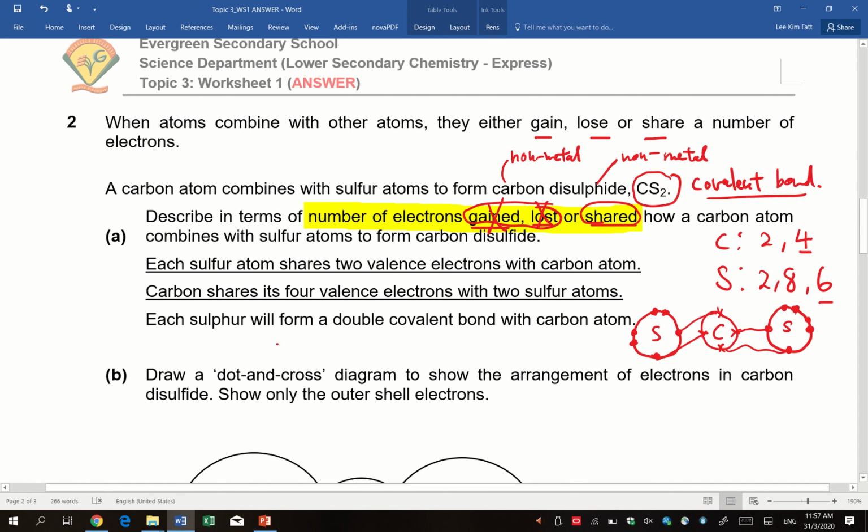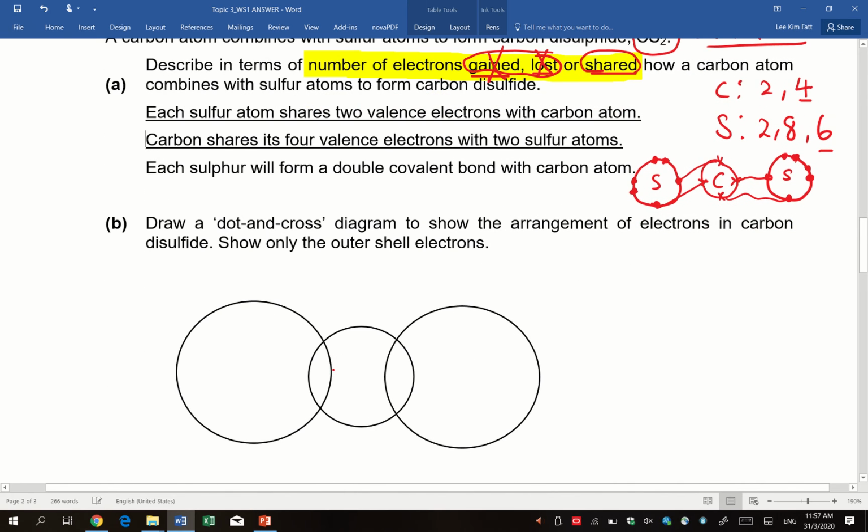Now with this, once you are able to answer this, the dot and cross diagram shouldn't be a problem. Again, take note of the size of the atom. For the carbon atom, it only has 2 electron shells, therefore the carbon atom should be smaller. So this is your carbon atom. Your sulfur atom should be bigger since it has a total of 3 electron shells. With this, we can draw in the electrons. The total number of electrons shared between each carbon and each sulfur atom is 4. So I'll draw it in 1, 2, 3, 4.